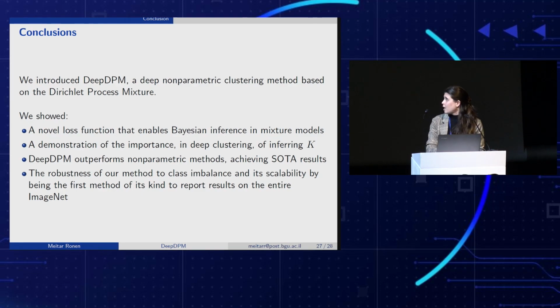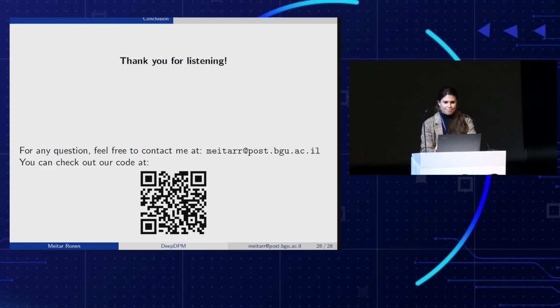This is just to summarize. So we introduced DeepDPM, which is a deep non-parametric clustering method. We showed you our cool loss, which enables Bayesian inference. We saw the importance of actually knowing the number of classes for parametric methods. DeepDPM outperforms existing non-parametric methods, and it is robust to class imbalance and scalable enough to run on large datasets. Thank you.